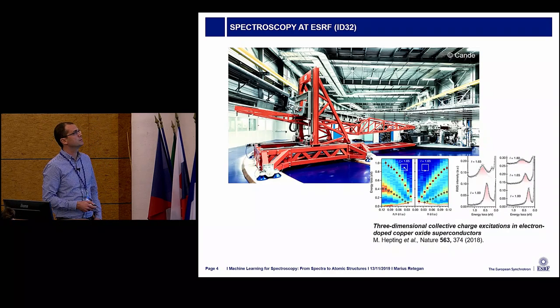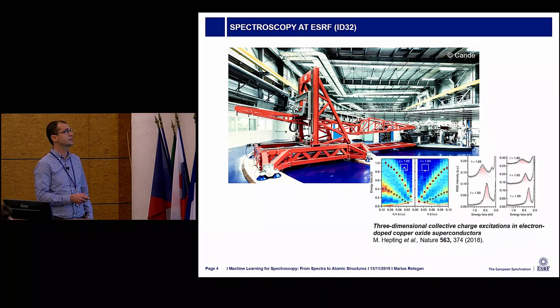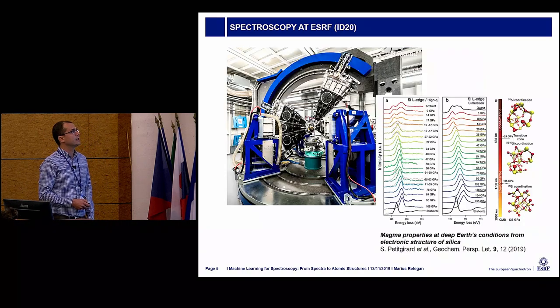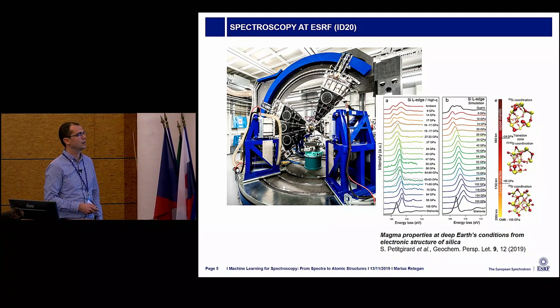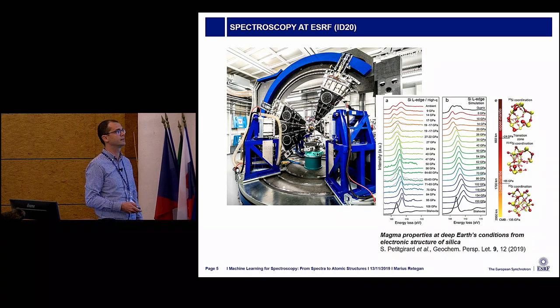I will start with probably the most impressive machine that we have here on site, the RIXS spectrometer from the ID32 beamline. This instrument is used to do low energy excitation in different types of materials, and this is a study that deals with copper oxide superconductors. Equally impressive is the Raman spectrometer on ID20, which was used in a recent study to study the properties of silicon dioxide close to the pressure that you can have in the Earth mantle.